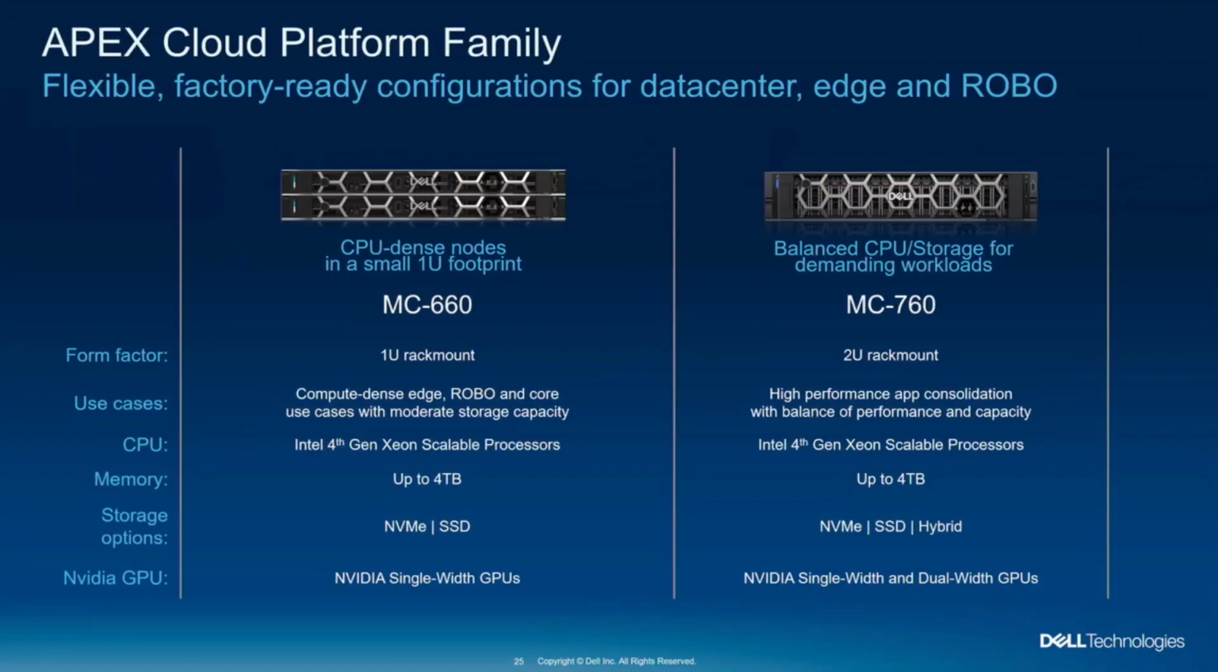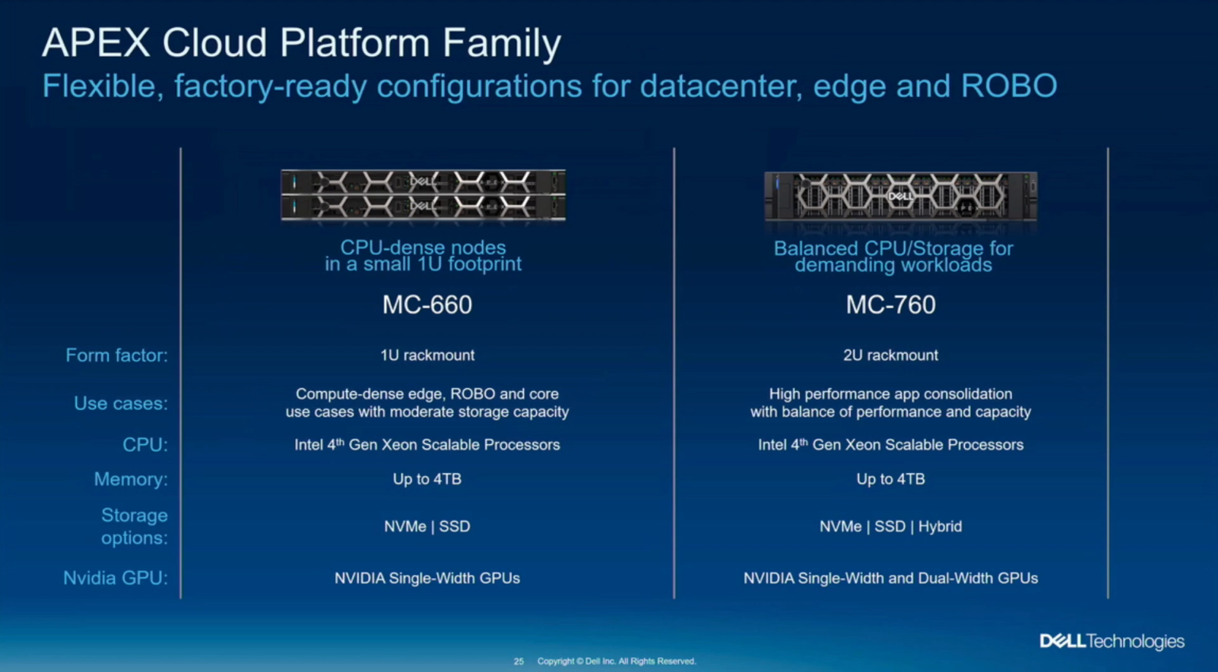So the MC nodes are based on PowerEdge 16G, right? They are a specialized configuration of PowerEdge. You cannot take any PowerEdge and turn it into an MC node, right? It has to be an MC node. Today, we offer two different options. The MC660 is a 1U 10-drive configuration, and the MC760 is a 2U 24-drive configuration.